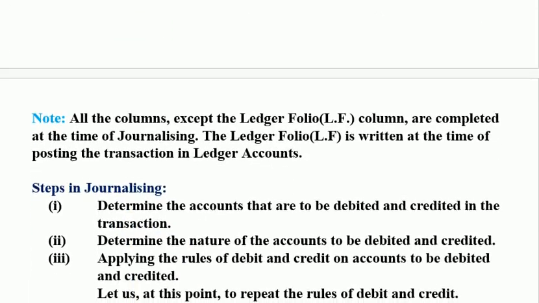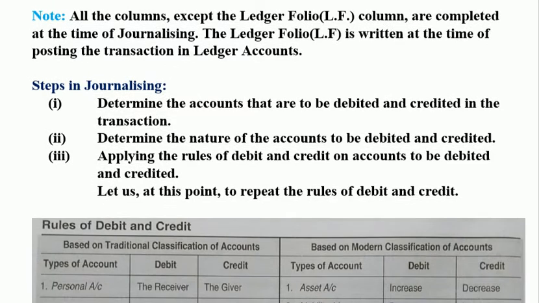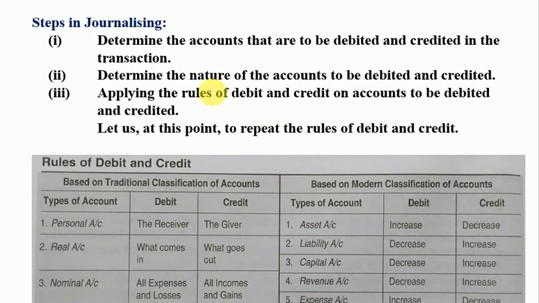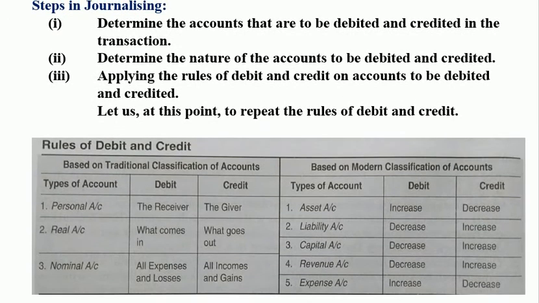Let's proceed. Now comes the steps in journalizing. So what are the steps in journal entries? The first step is to determine the accounts that are to be debited and credited in the transaction. Then we'll have to determine which account should be debited and which account should be credited. We will determine all these things in journalizing. Clear? That means in recording the journal entries, we'll determine which account should be credited and which account should be debited. Clear?